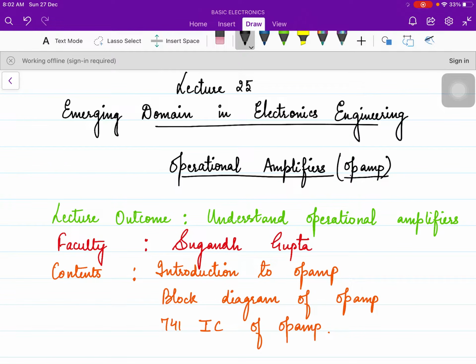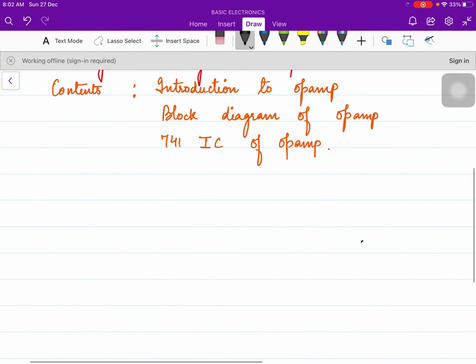In today's lecture, we will discuss operational amplifiers. As you can see on the screen, the contents of today's lecture will be Introduction to op-amp, block diagram of op-amp, and 741 IC of op-amp. So let us start op-amp.